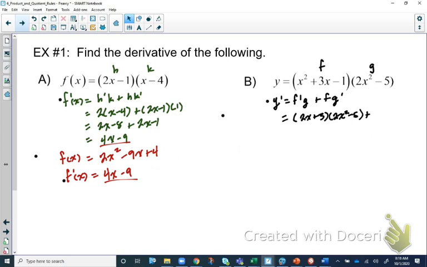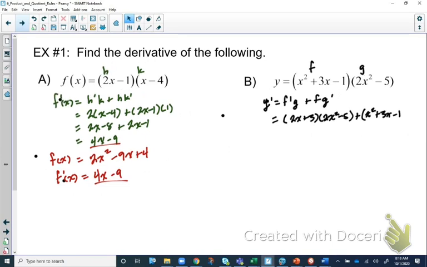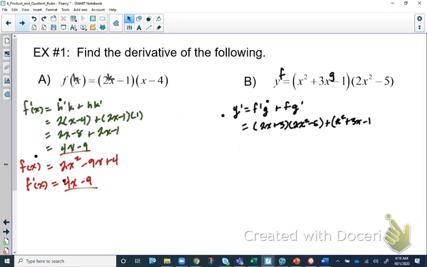And then the next part here, function f is just the x squared plus 3x minus 1. And I'm running out of space here, so I'm going to shift it over a little bit so I have more space to write. And the derivative of the second piece in this case is just going to be a 4.